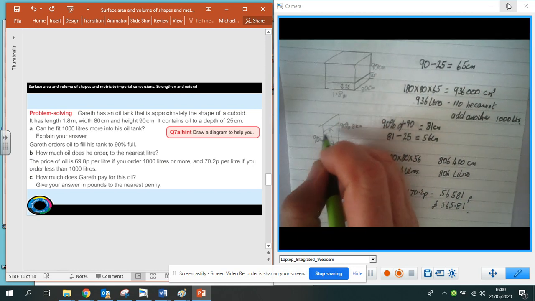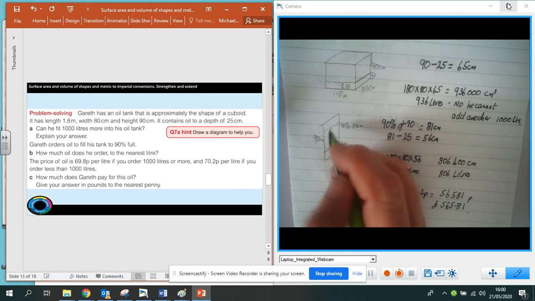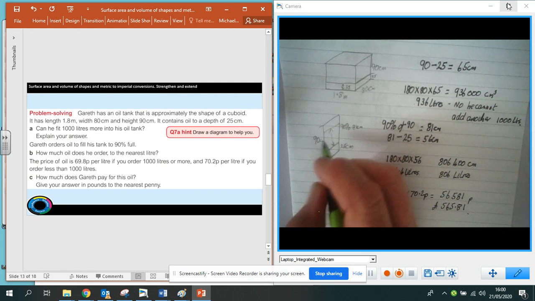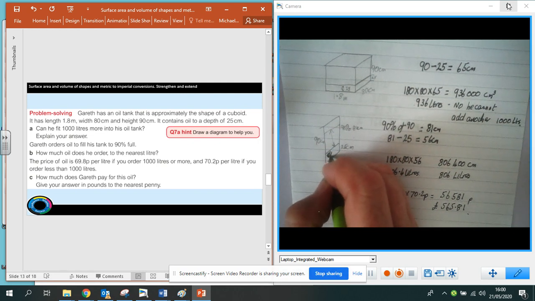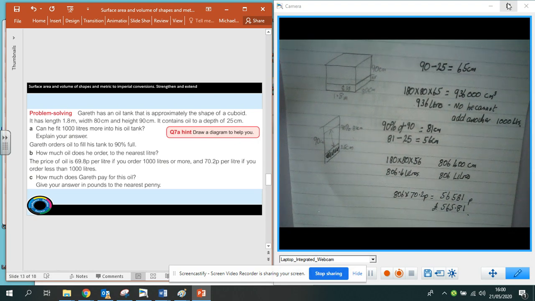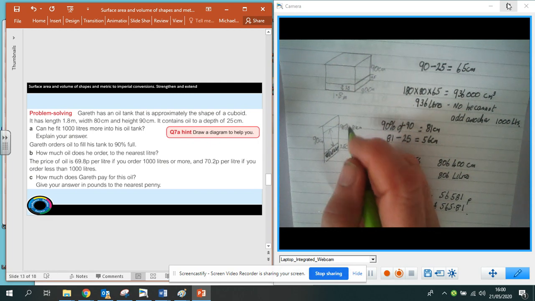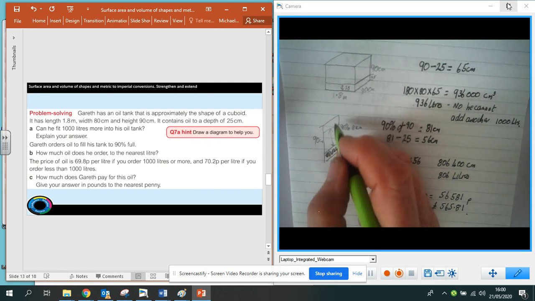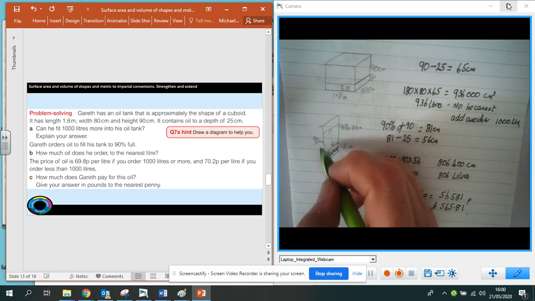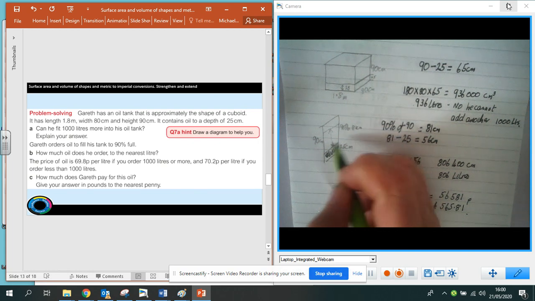We know that this is just looking at the edge. Okay, that oil is still there. I've still got the 25 centimeters of oil there, but now he wants this tank to be 90% full. So he wants a 10% gap at the top. So 90% full. What is 90% of 90 centimeters?